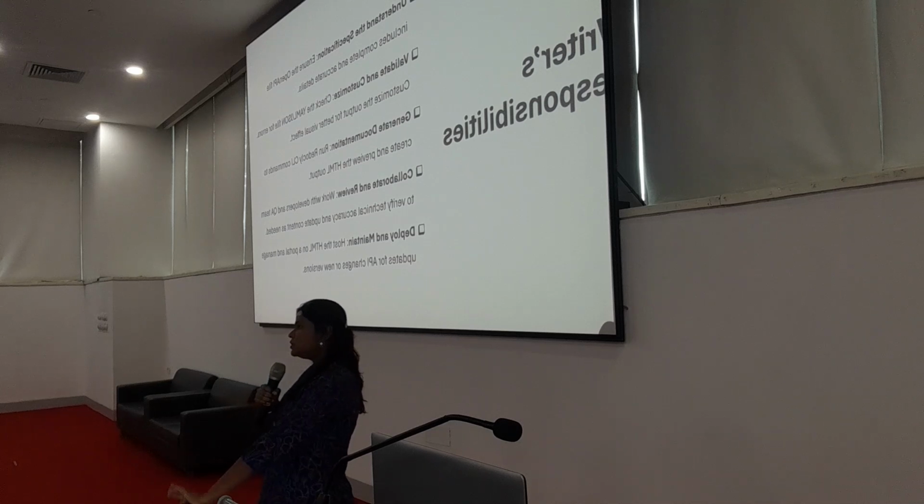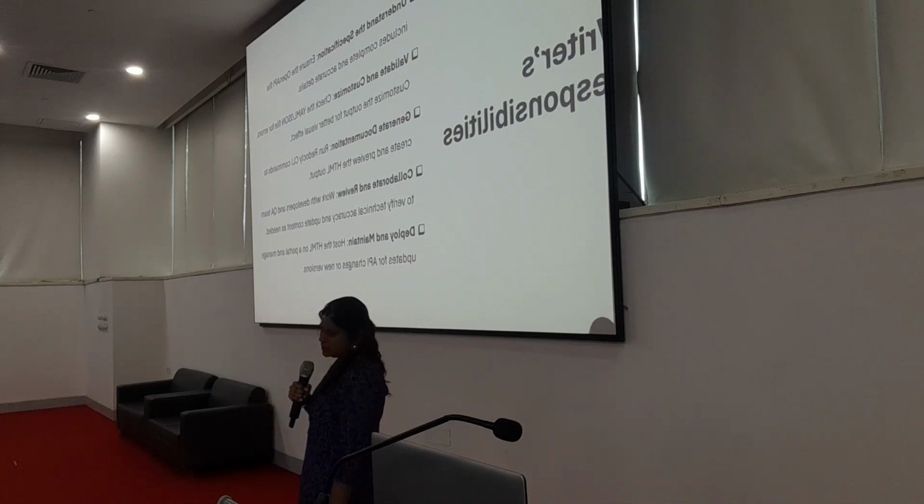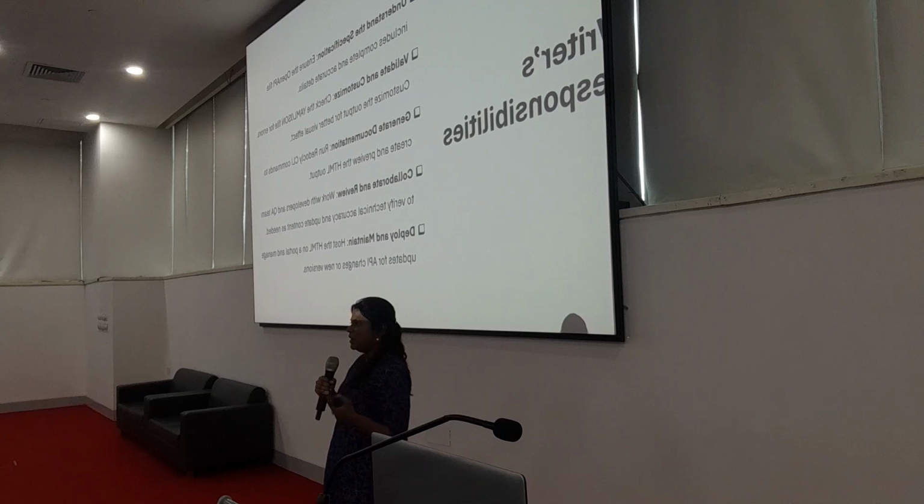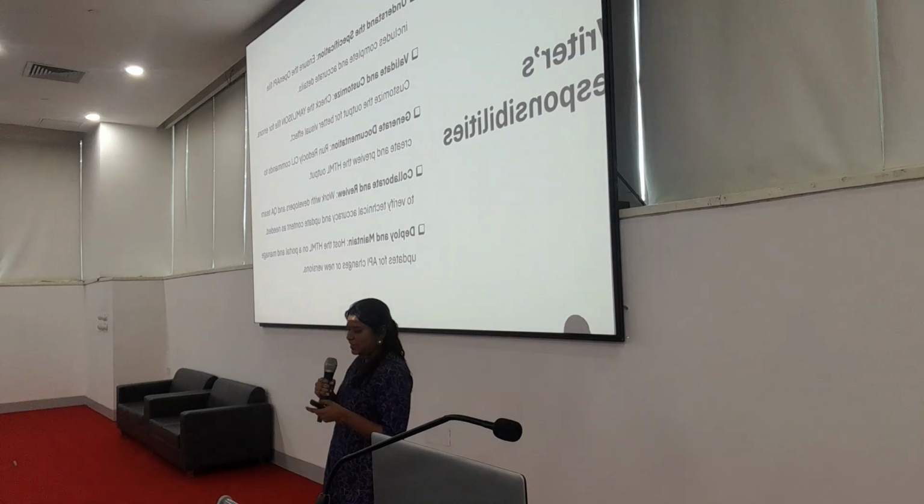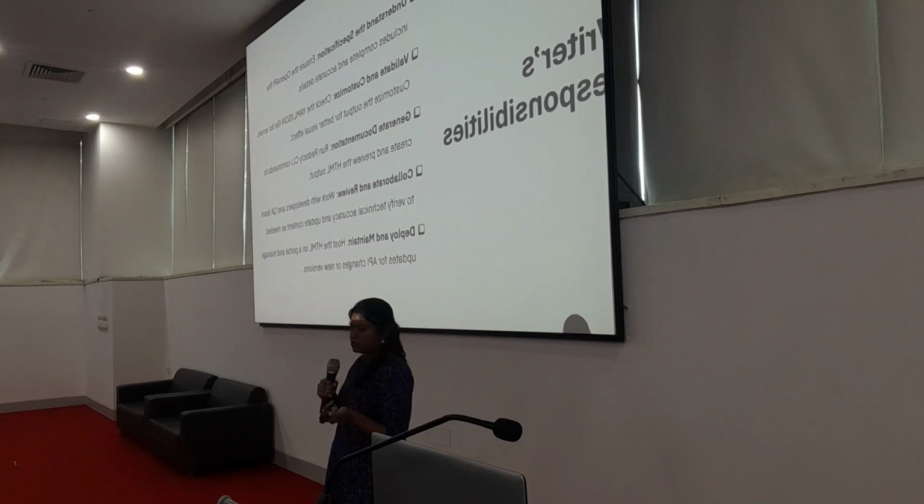So coming to writers' responsibilities throughout this process, whenever an API is introduced, we try to understand why it is introduced and what its role in the product is. We use Postman to test it, and we try to validate the OpenAPI specification, and we try to customize the output. That is, we try to generate the TOC and all of that based on the inputs from the PMs. And we generate the document, we collaborate and get it reviewed, and then we deploy it to production once it is approved.